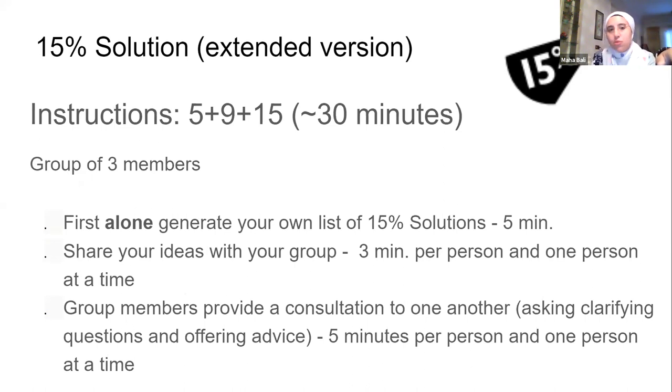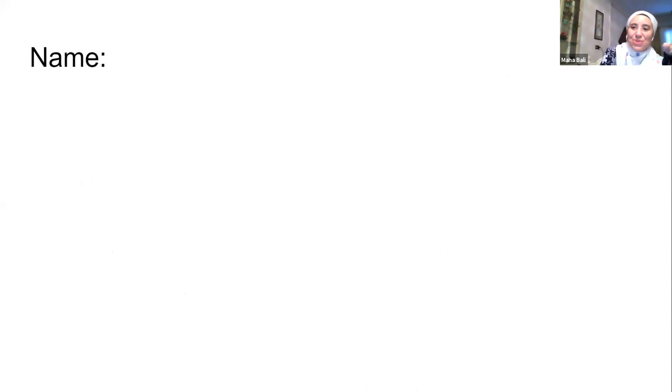I think let's not do the long way. Let's do the short way, just to demonstrate it. So I've got slides here and you would have as many slides as you have students where they write their name and start brainstorming their 15% solutions on their own. And then we would just come back together and share and present back to each other.